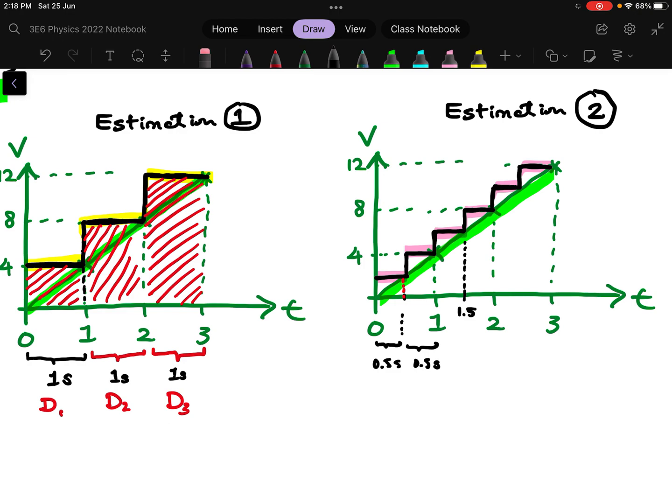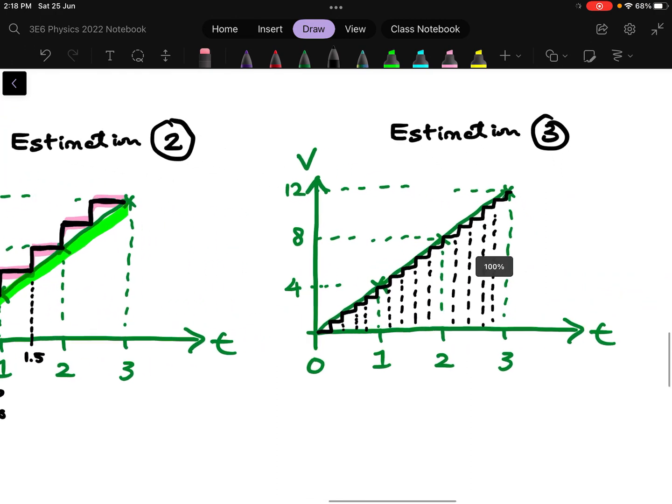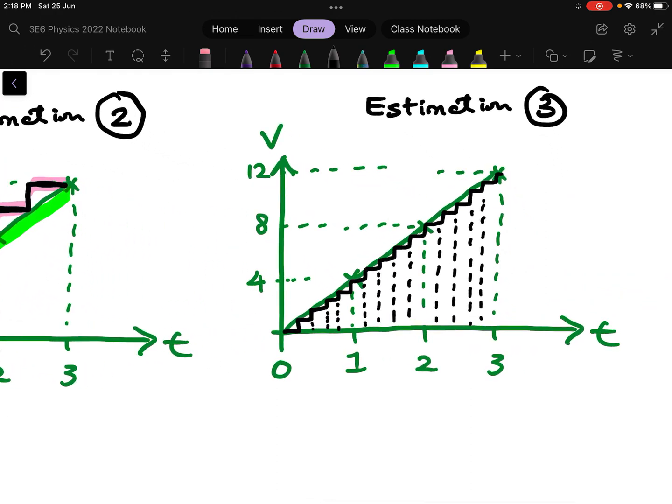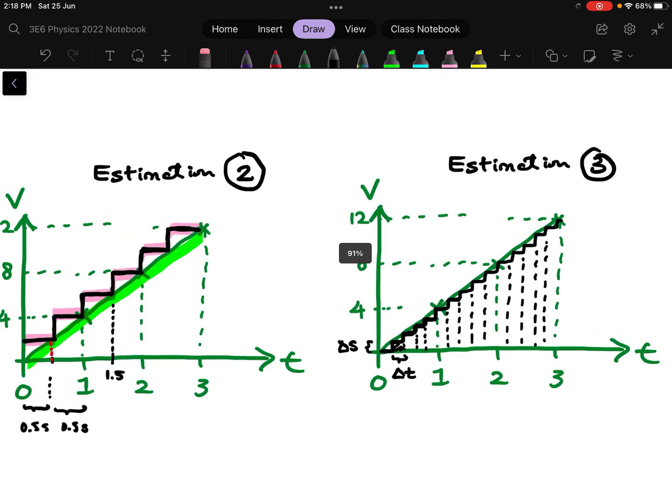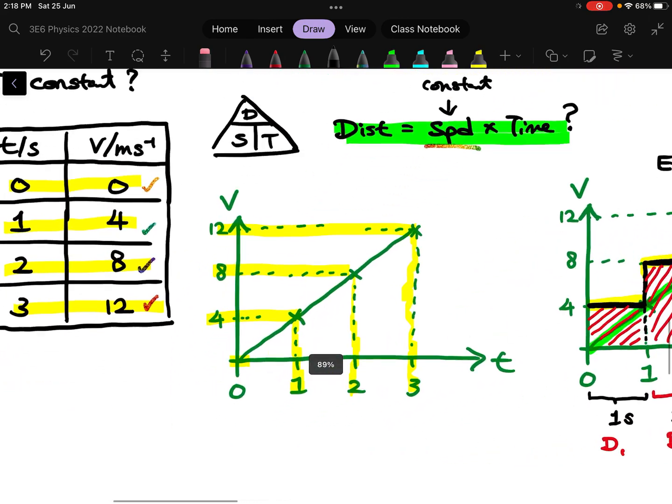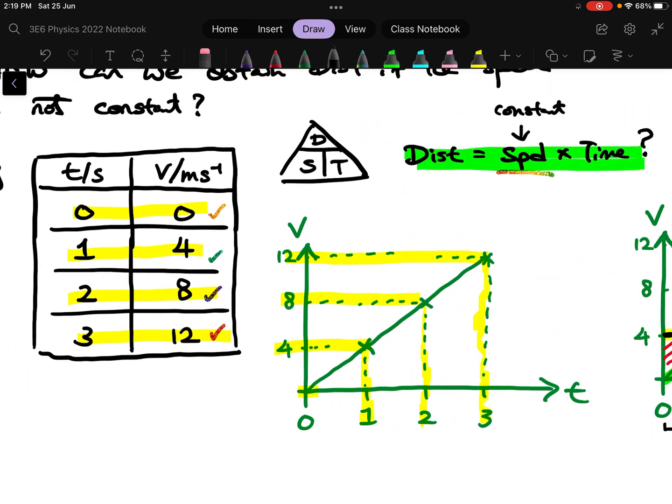What if I make it into like 0.0000001 interval? Then it will look something like that, right? It will be a very, very refined step, right? And once I have this very, very refined step, as long as I find this very small change in time, multiply by this height, and then sum all this up, it will give me the estimation of the distance traveled when my speed is changing, right?